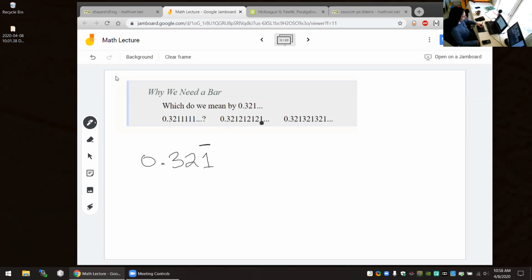I could also have a decimal that keeps going back and forth just between the 2 and the 1 and the 2 and the 1, back and forth and back and forth. Then I could put my bar on top over the 2 and the 1 to say that's the part that keeps going. Or I could have a decimal where all 3 digits keep cycling, 321, 321, 321. So I could put a bar over all 3 of them to show that that's what's happening. If I just wrote 0.321 dot dot dot, I wouldn't be sure which of these 3 things on the left I meant.